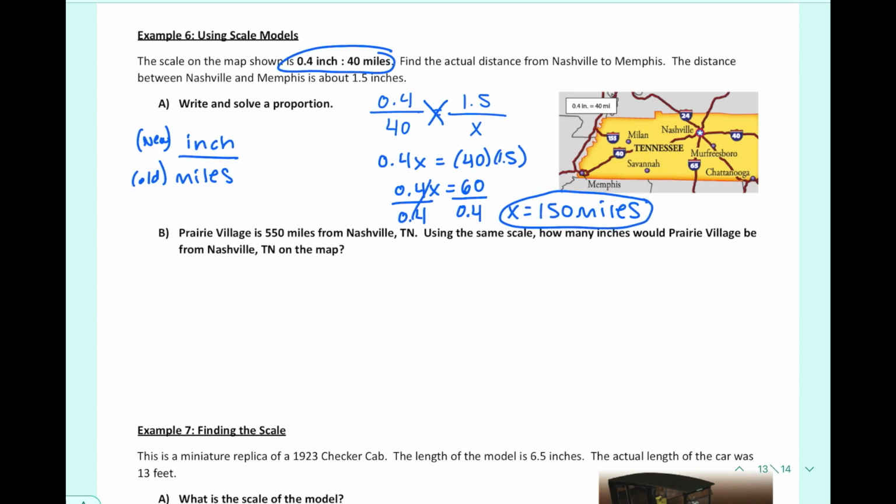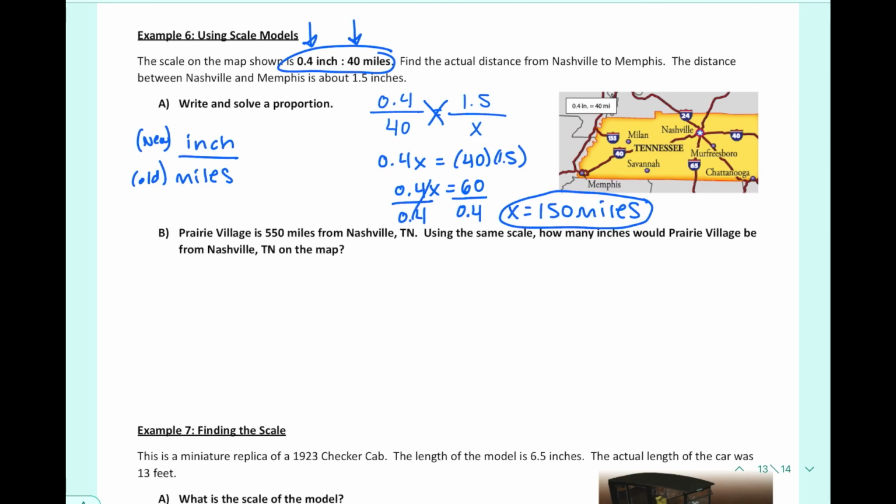The other way you could think about this, if you had this problem on a Kansas assessment or ACT or something, since it's 0.4 and 40, that 0.1 inches is 10 miles because that's dividing them both by 4. And then you could multiply that by 15 to get up to 150 as well. So that's also just kind of a way of checking it.